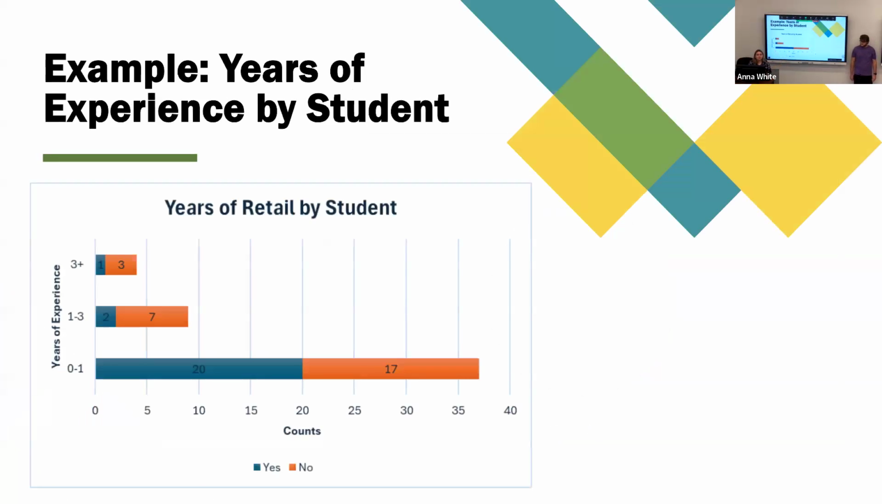Finally, here's an example of a stacked bar chart. Just like that two-way table, it conveys the same type of information. We have the different bars for years of experience, and then we have it color coded, yes or no, are you a student? We can show those splits, and you can see that as you increase years of experience, it looks like more of those people are not students compared to those who are students.